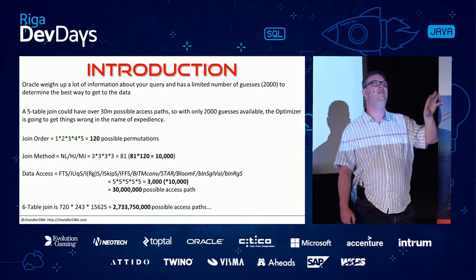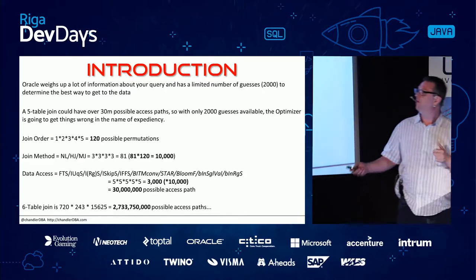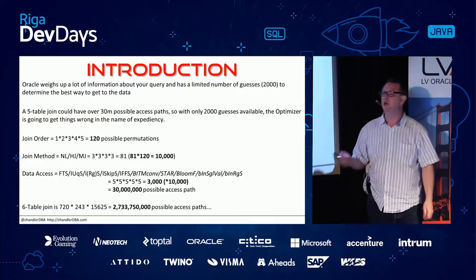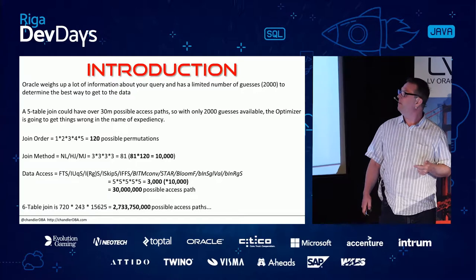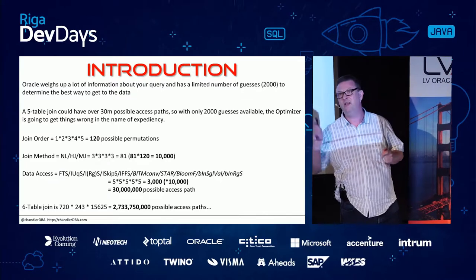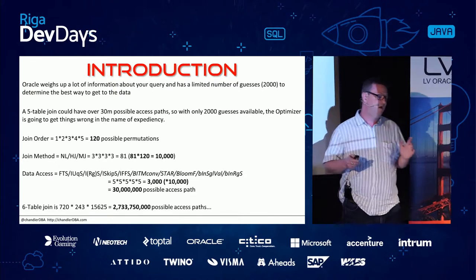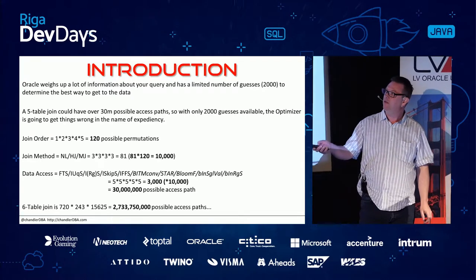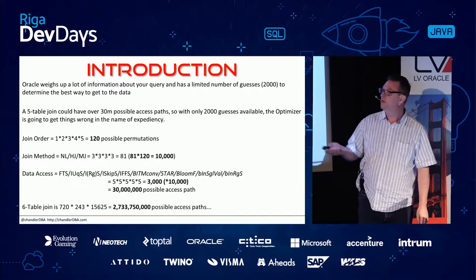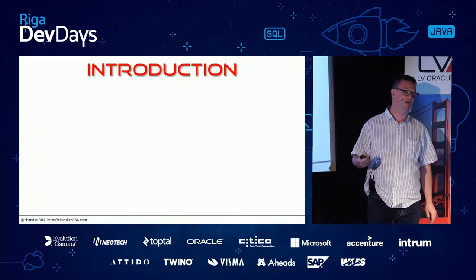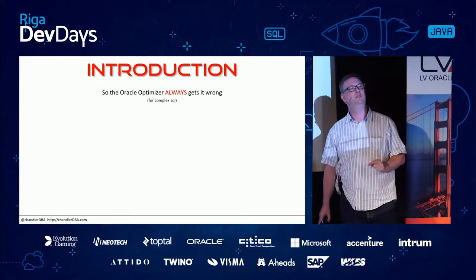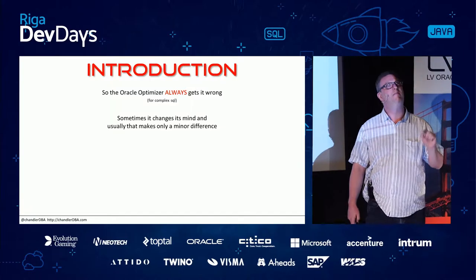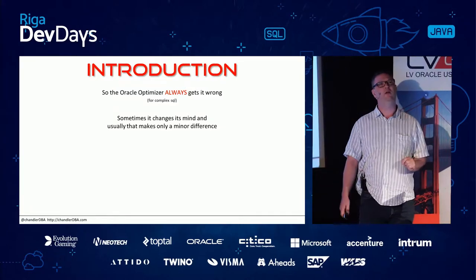And then it's got to work out how to access each individual table, a data access method. Is it going to do a full table scan, an index unique scan, an index range scan, an index skip scan, an index fast full scan, a bitmap conversion, a star schema transformation, a bloom filter, a bitmap index single value lookup, a bitmap index range scan. And there's more than that besides. That's a lot of different ways to decide to get to the data. Now, we only really use the first five most of the time. But that's still five times five times five times five times five, about 3,000. Multiply that by the original 10,000-ish, 30 million possible access paths. If you've got a six-table join, you've got 2.7 billion possible access paths, which is quite a lot.